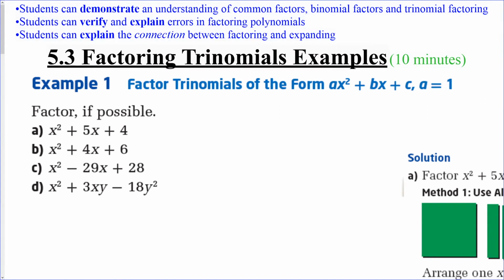For c, now we have x squared minus 29x plus 28, and we need to factor that. So let's factor it out once again. So I have x squared. Sorry, I moved that a little too high up.